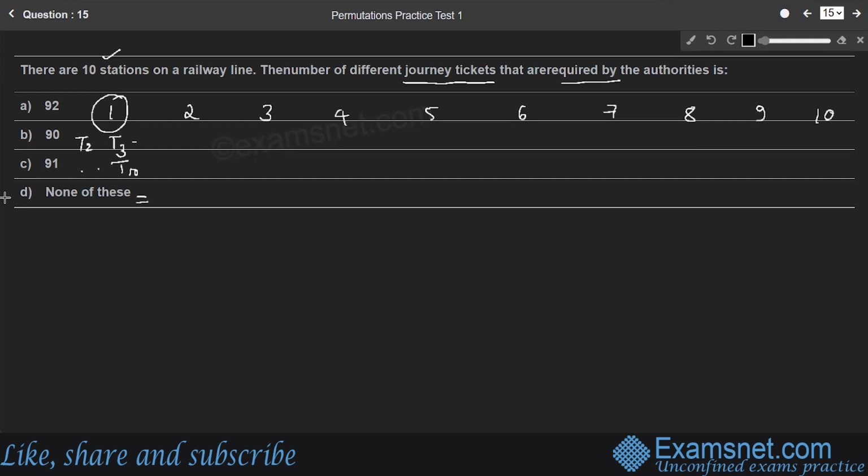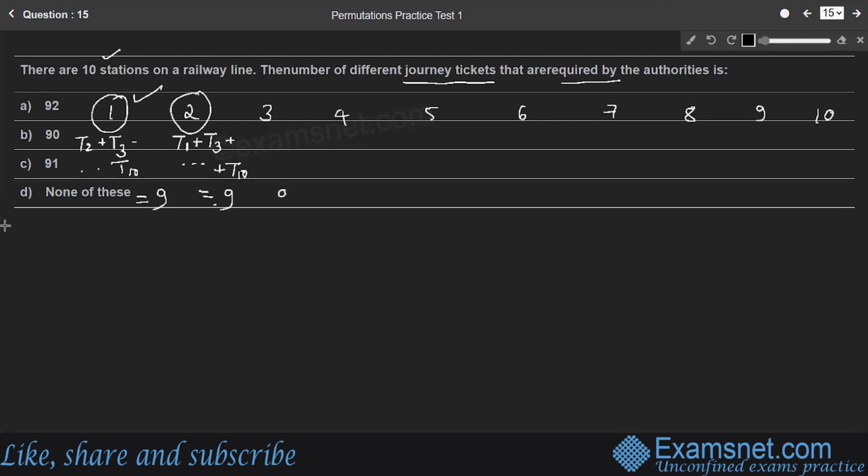Therefore, the total number of varieties of tickets to go to different stations from station 1 is equal to 9. So there are 9 different varieties of tickets available in station 1. Similarly, a person in station 2 may go to the first station. For that, he has to purchase ticket 1. If he wants to go to the third station, he may purchase ticket 3, like that, up to the 10th station. So there are 9 different varieties of tickets available in station 2.